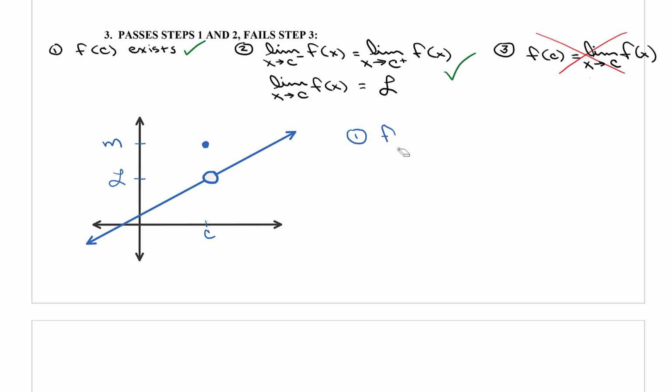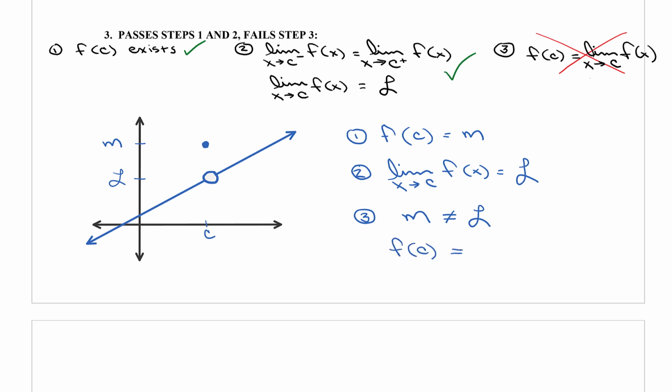So here we're going to have 1, f of c is equal to m. So yes, f of c does exist. 2, the limit as x approaches c of f of x is going to be equal to L. So the limit exists. And 3, this condition is not met because m is not equal to L. So therefore, it does not represent a continuous function. F of c is not equal to the limit as x approaches c of f of x.